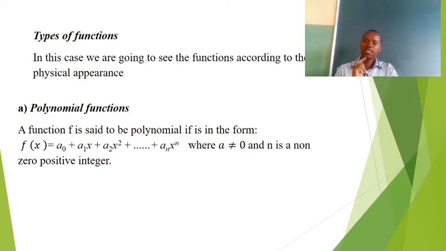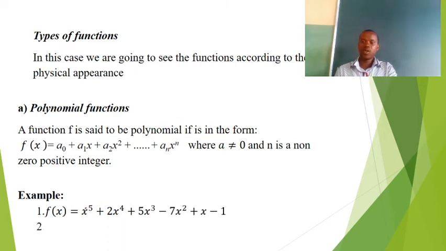But in this case, the coefficients from a0 up to an must be different from 0, and n, which is the power, must be a non-zero positive integer. In this case, we are going to see some examples, but you will think of your own examples. Example number 1 is f of x equals x power 5 plus 2x power 4 plus 5x power 3 minus 7x squared plus x minus 1.